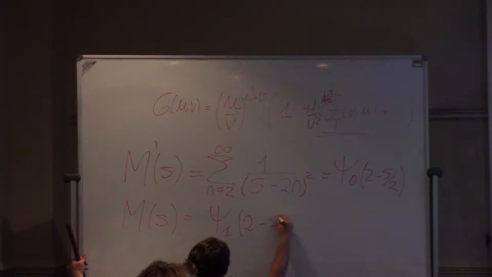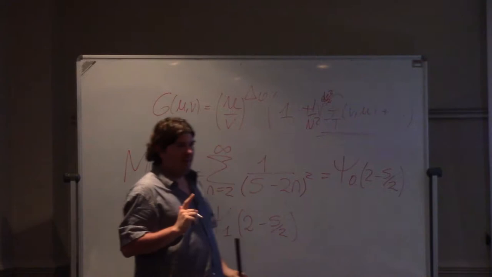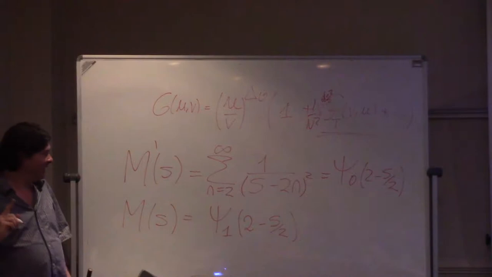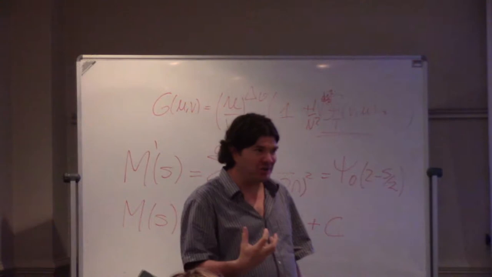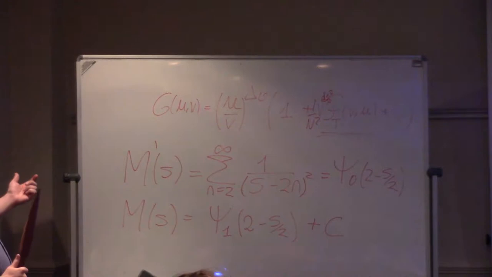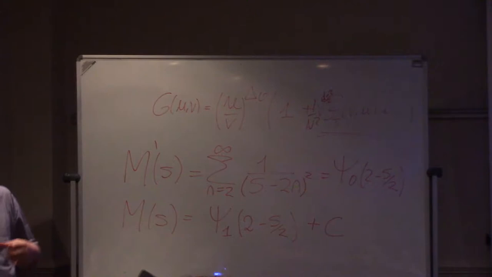However, I was too quick, because when you integrate, you could get a constant of integration. And no one tells you that this constant of integration has to be finite. This constant of integration could be very large. So by this procedure, I have managed to sum a divergent sum, but at the expense of having a constant of integration.